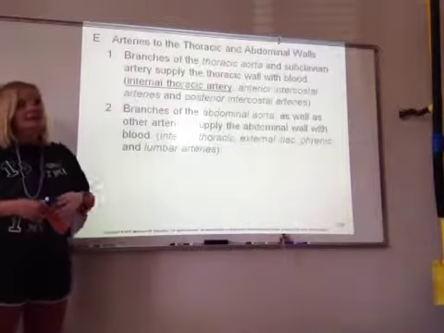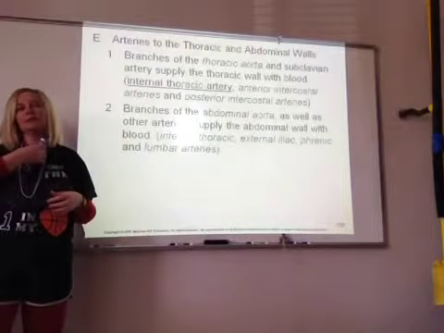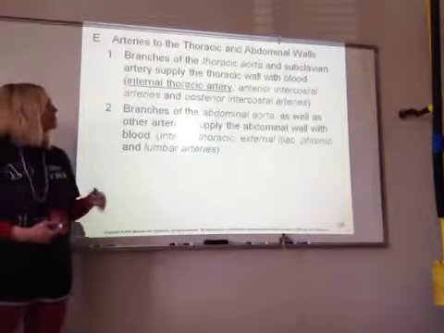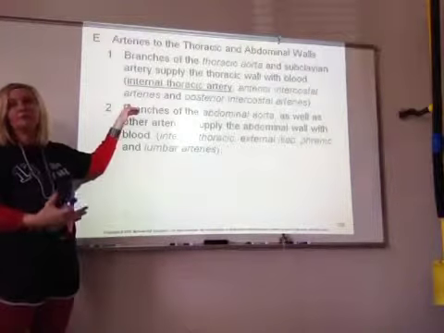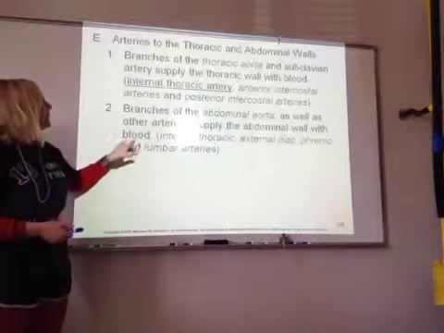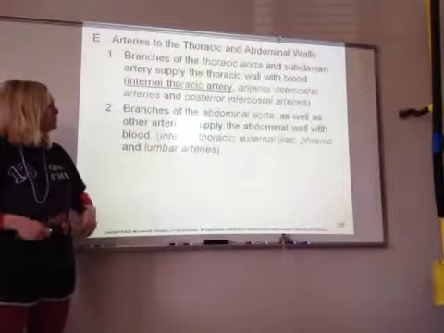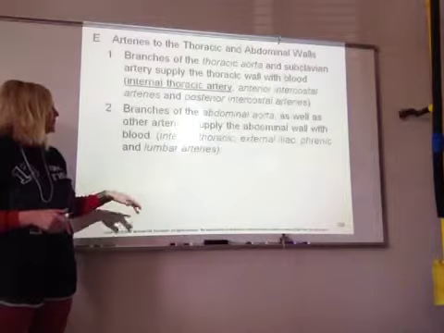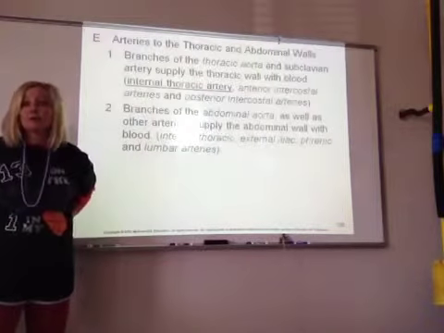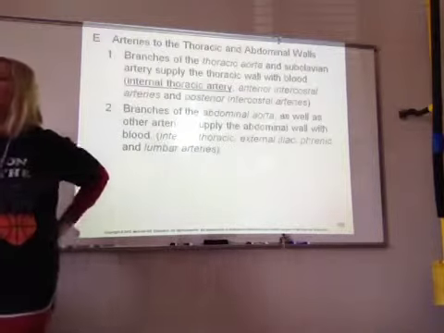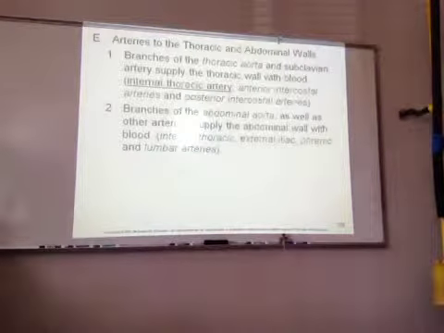Abdominal aorta then, so my descending aorta goes through my thoracic area, gets into the abdominal area. It is now called the abdominal aorta. Supplies your abdominal wall, so it's going to go to your external iliac. Lumbar is going to be in arteries that break off in your lumbar region towards the bottom of your back.